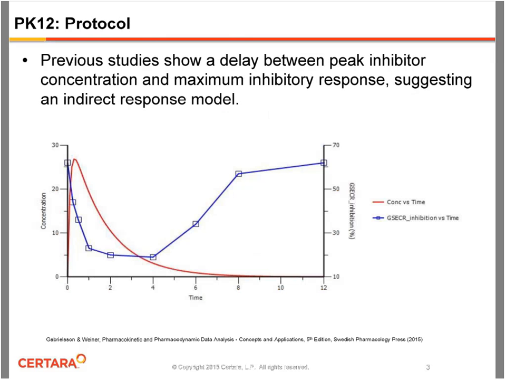Okay. So in the protocol, previous studies show a delay between the peak inhibitor concentration and the maximum inhibitory response. So here is an overlay plot where the left y-axis is the concentration, and the red smooth curve is the concentration plot versus time. The right y-axis is the gamma secretase inhibition versus time. And we see that the peak plasma concentration is occurring in about 1/2 of a minute, whereas the peak response is occurring at 4 minutes.